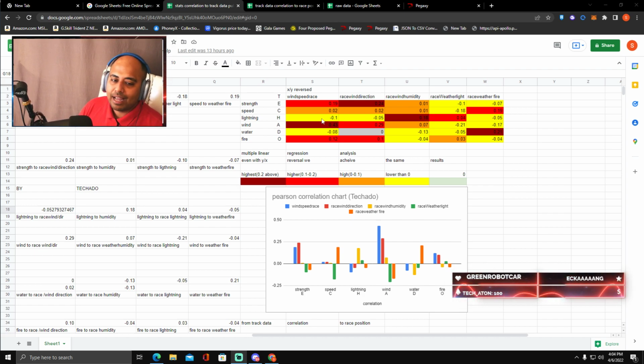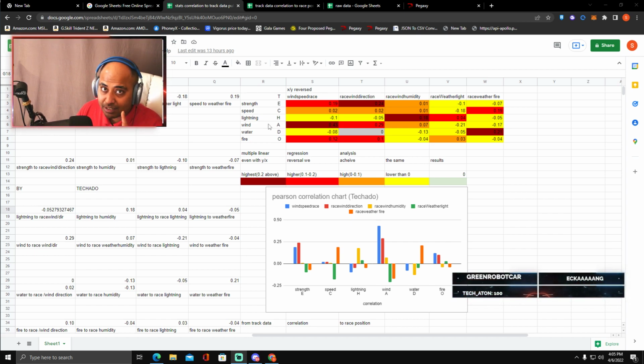Okay, lightning again is having a highest correlation with race wind humidity, and is having a high correlation of weather and light. Your wind, remember this, wind out of all of this chart has got the highest correlation, which is shocking for me because how come wind has the highest correlation above everything? So a Pega with higher wind stats.